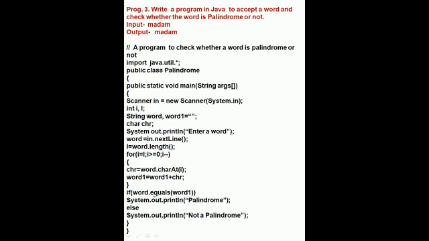Now this is the condition. If word.equals(word1), if the word which we have entered and word1 which we have been changing are both equal, then print the message palindrome. Otherwise print the message not a palindrome. If this is not equal, then print the message not a palindrome. If this is equal, then print the message palindrome. Now I will explain this program using the BlueJ screen.